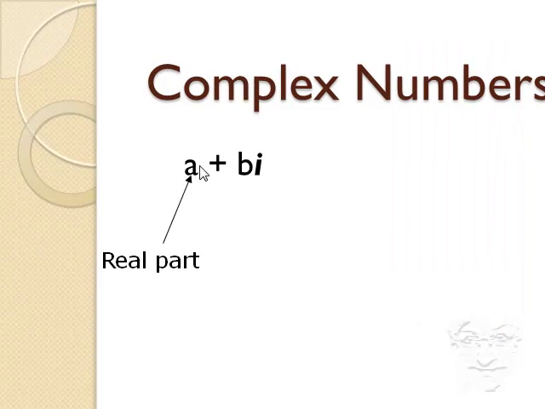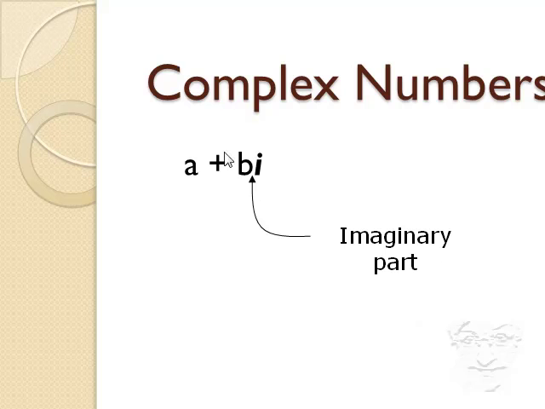A complex number is made up of two parts. You have the real part and the imaginary part. The imaginary part is, in this case, bi. It's the part that's multiplied by the imaginary unit, i.